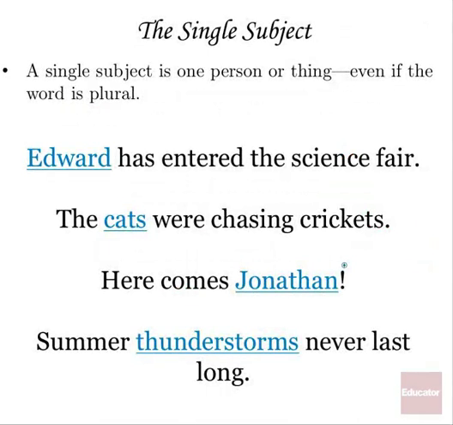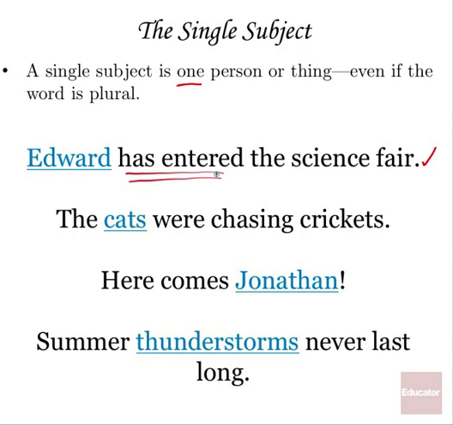Now, single subjects versus compound subjects. A single subject is one person or thing, even if the word is plural. The subject is all wrapped up in one word or one phrase, no conjunctions. So, Edward has entered the science fair. There's only one person that we're talking about in this sentence who's doing the entering, and it's Edward, so we have a single subject.